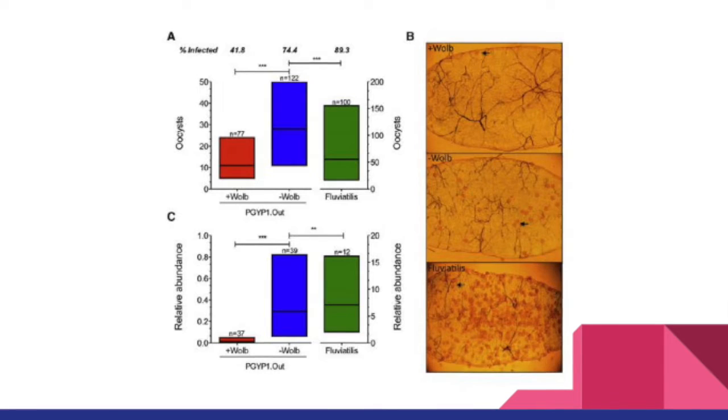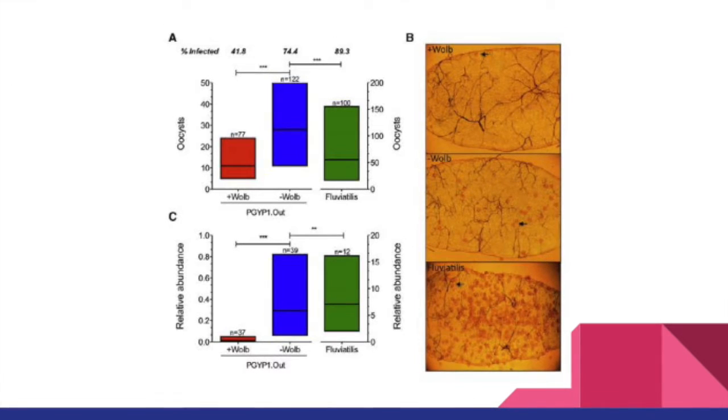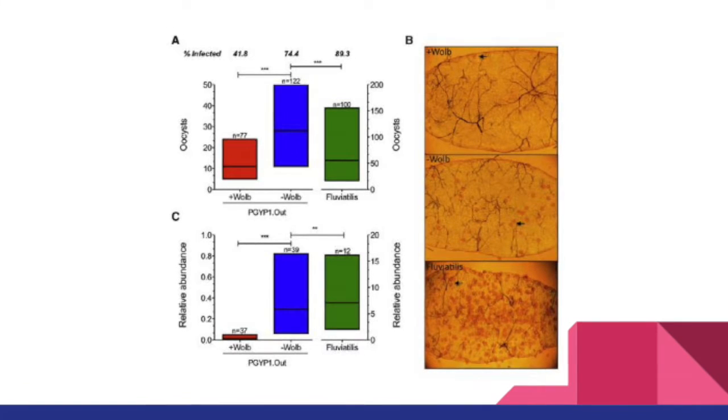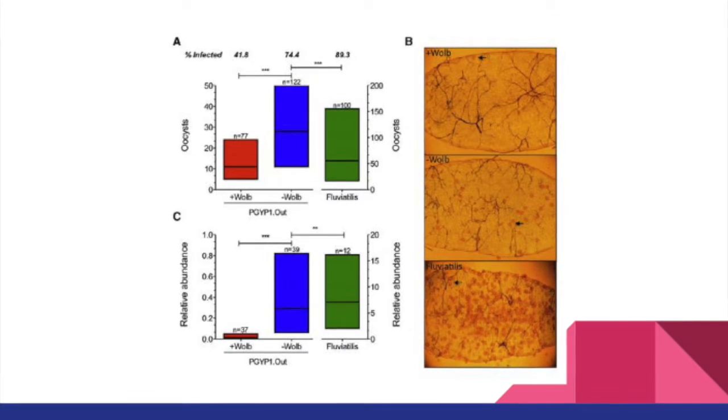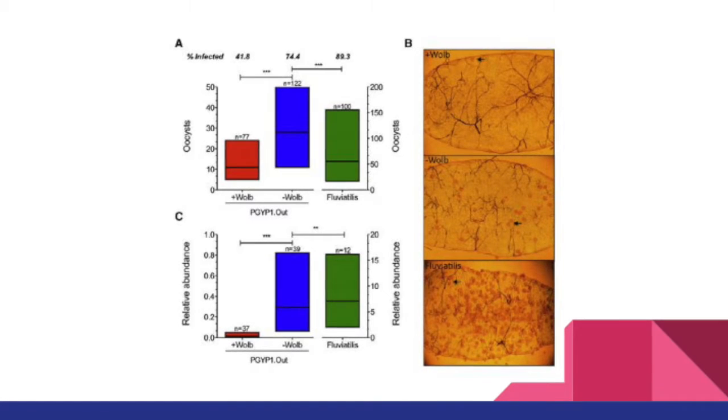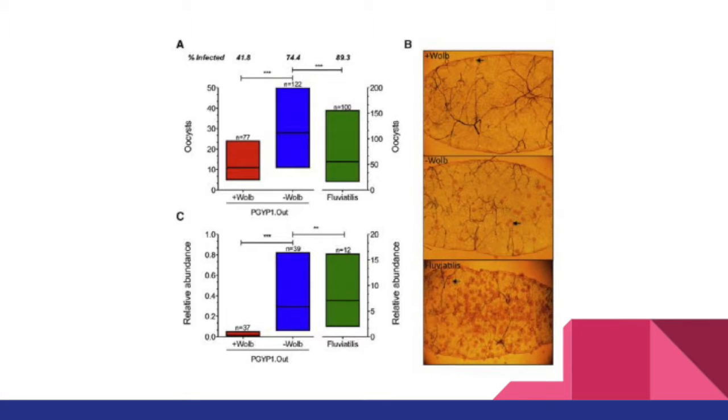And what you can gather from all this is that Aedes fluviatilis had the most Plasmodium gallinaceum, then the Aedes aegypti without Wolbachia had the second highest, and then the Aedes aegypti with Wolbachia had the lowest amount of the Plasmodium gallinaceum present.